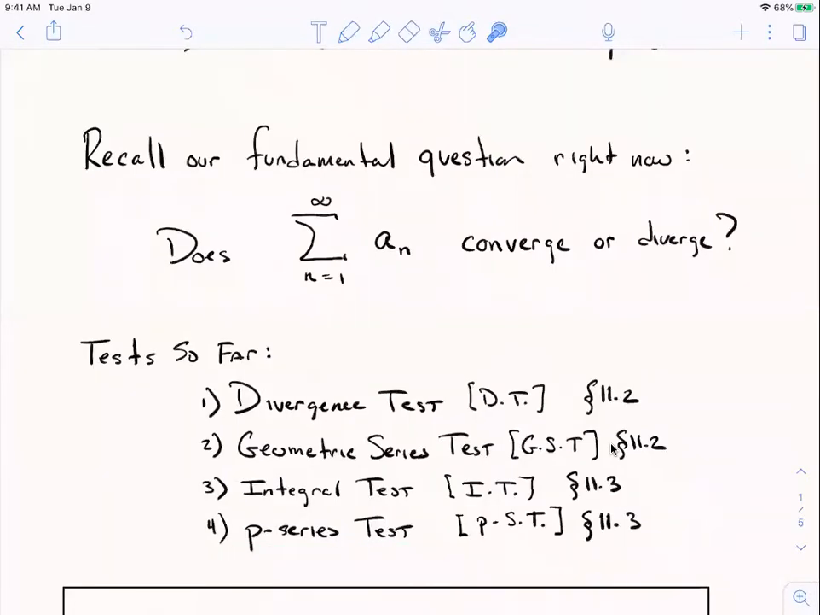A special case of the integral test was things like 1 over n to the p. We proved, or you can use, the p-series test. You don't have to redo the integral every time. If p is bigger than 1, those things converge. If it's less than 1, they don't.